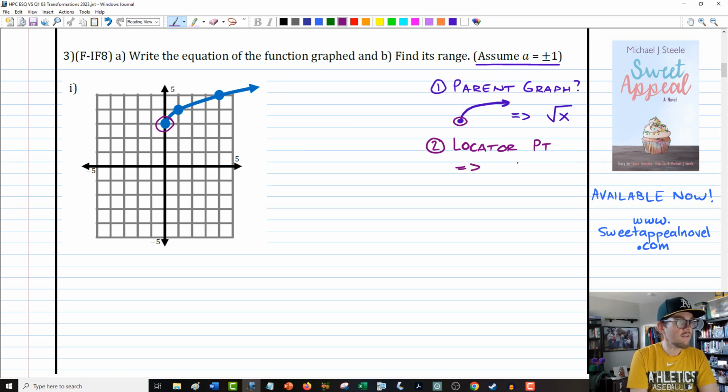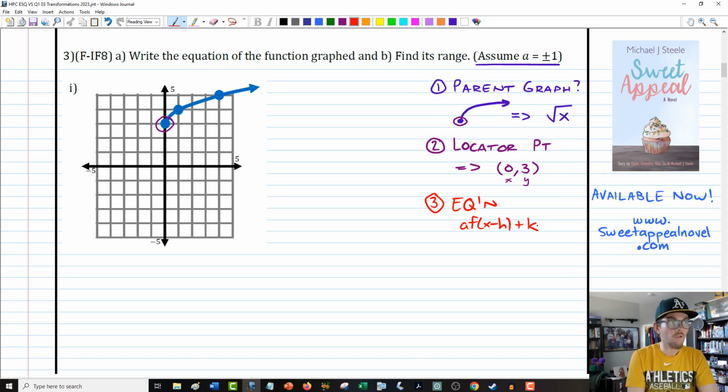In this particular case then, the locator point appears to be the y-intercept, 0, 3. Notice that that has x-coordinate 0 and y-coordinate 3. So we have our locator point, we have our parent graph. With those in place, we can then bring it all together by putting this into our equation. So basically our equation is going to fit that form, a f of x minus h plus k.